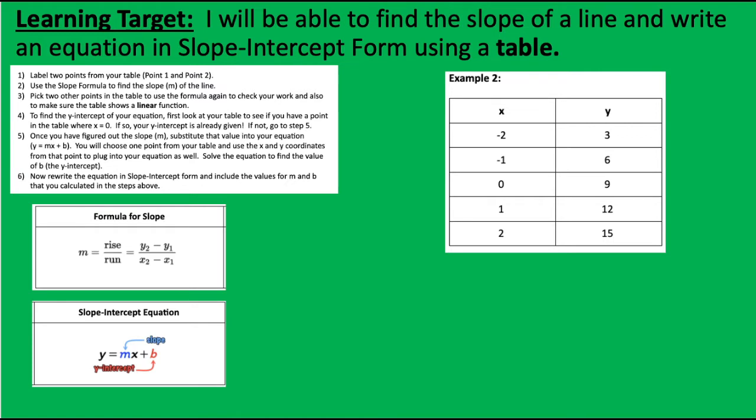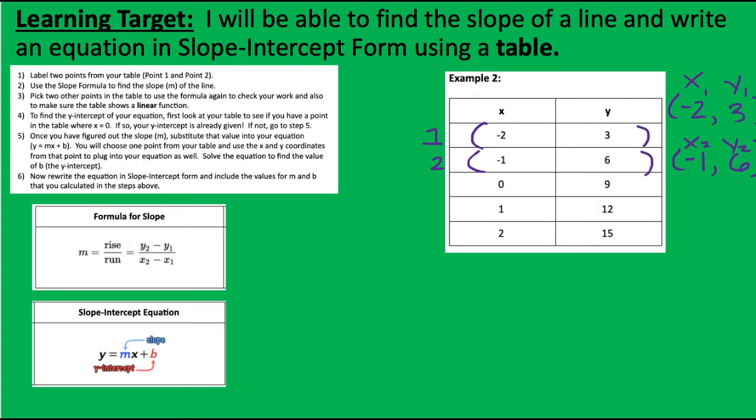For simplicity's sake, once again, I'm just going to pick the first 2 numbers in my table, or the first 2 points. So I'm going to say that this one is point 1, that's -2, 3, and point 2 is -1, 6. And I'm going to go ahead and write those out to the side, and I'm going to label them with x sub 1, y sub 1, and x sub 2, y sub 2 for the second point.